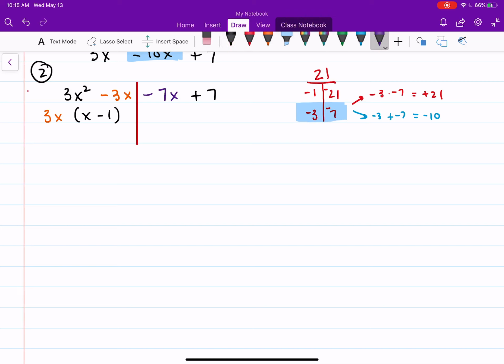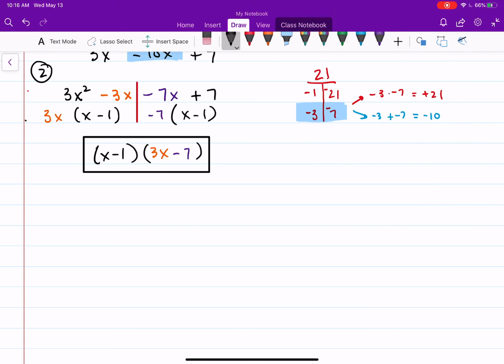I need a GCF on the second group, which is negative 7. Remember, if the third term is a negative, I want to pull out a negative. Okay, so I'm pulling out a negative 7. And what do I have left? X minus 1. And the question is, what do I have in common? So the third step was to factor the whole thing together. The x minus 1 was in common. What do I have left? The 3x minus 7. And that will be my answer.